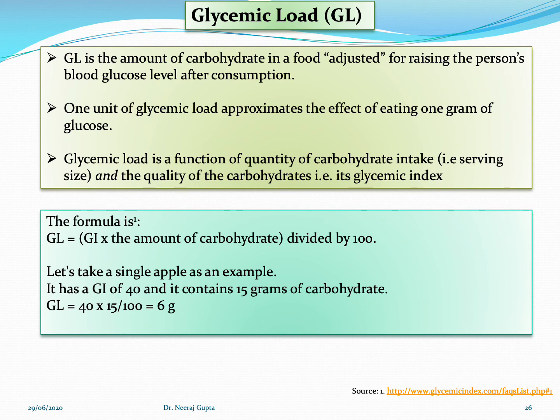Now the formula is glycemic load is equal to glycemic index times the amount of carbohydrate divided by 100. Now again, you can see in this example, let's take an apple. It has a glycemic index of 40, and it contains 15 grams of carbohydrate. So how will you calculate the glycemic load? 40 times 15 divided by 100, so it's equal to 6 grams. So that's how we calculate the glycemic load.